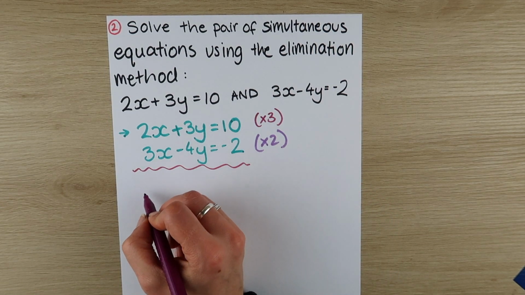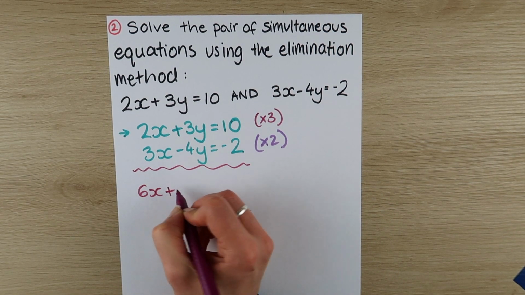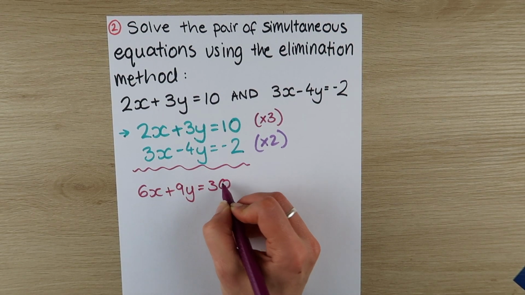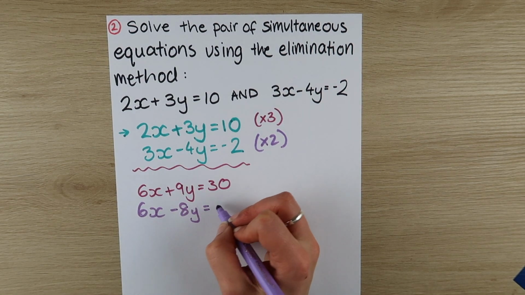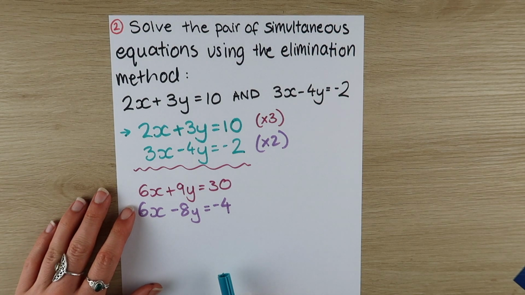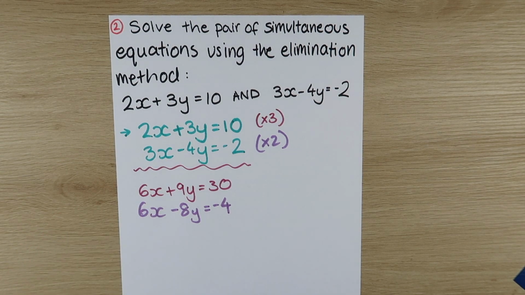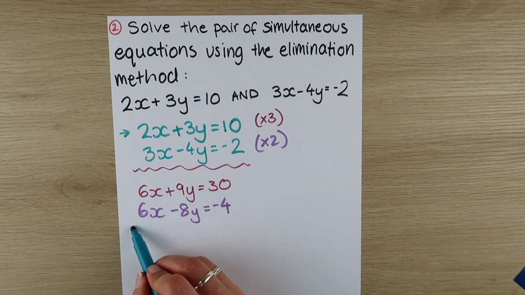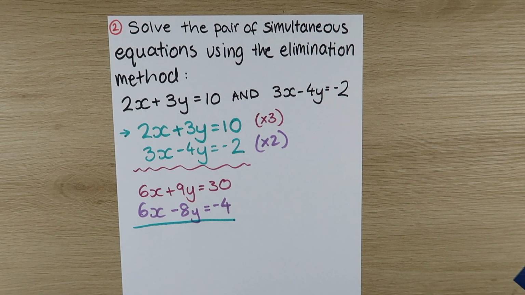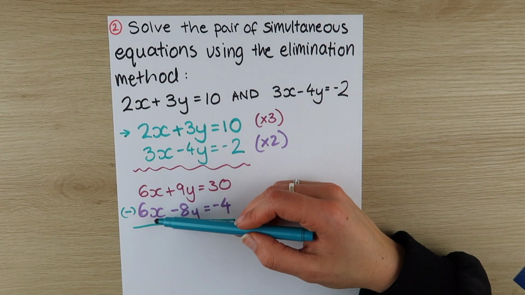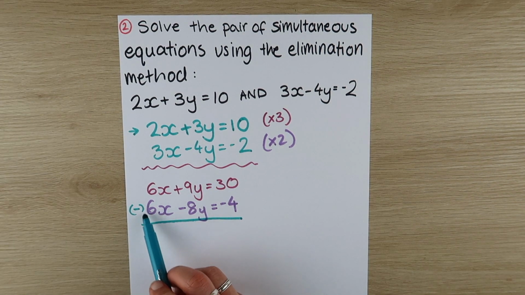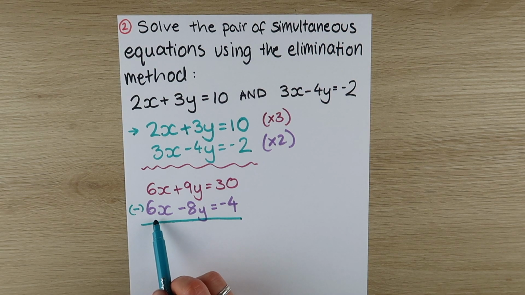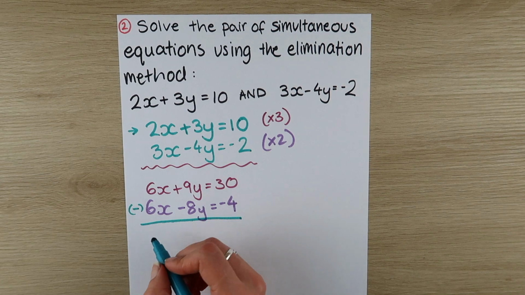Applying these multiplications will leave me with 6x plus 9y equals 30, and 6x minus 8y is equal to negative 4. And I now have the same coefficient in front of my x's, which is really good because it now means I can cancel them out. In this case, because they are both 6, I'm going to subtract this bottom 6 from the top 6. If this was already a negative, I would need to add it. Since it's not, I apply the negative.